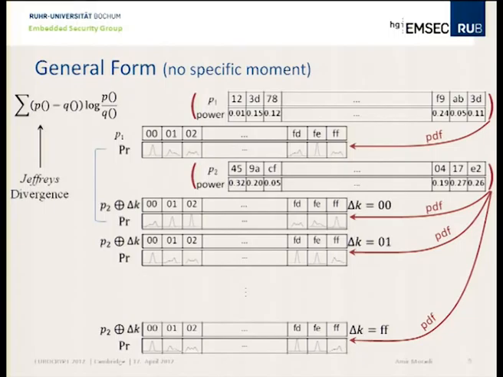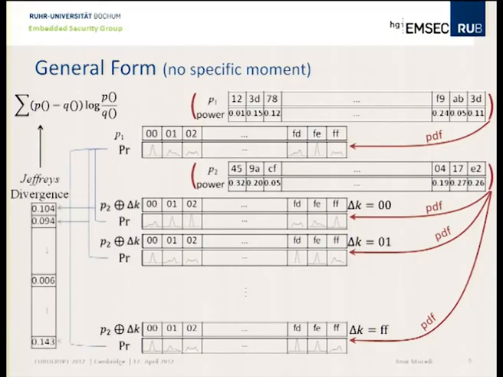Okay, I left one formula here, sorry. I have to say that this Jeffrey divergence is a tool to measure the distance between two distributions. And then if we compare all of them here, we get a vector of divergences. And since, as I said, this divergence measures the distance between two distributions, the lowest number should show the correct guess that we have about delta key, the difference between the key bytes.